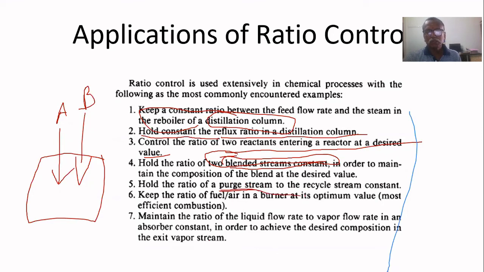Purge stream to the recycle stream constant. Keep the air fuel ratio. Already we have seen this. Maintain the ratio of liquid flow rate to vapor flow rate in the absorber constant.